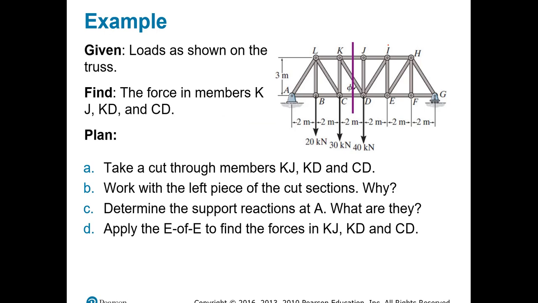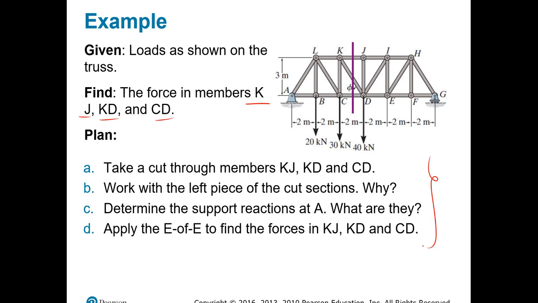All right, you have the following truss, and we've been asked to calculate the forces in KJ, KD, and CD. The plan given by the book is that we need to cut and work on the left side, calculate the reactions at A, and then apply the equations of equilibrium to find the forces. There's a lot of blah blah blah involved, but no simple path that they're telling us to follow. But now here I come with my analysis.